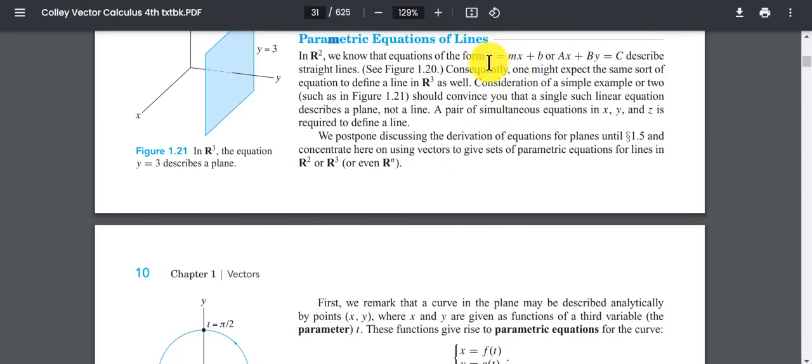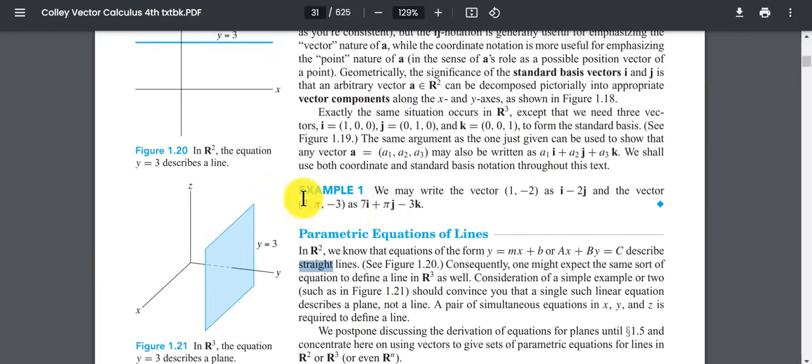In general, we can write it as ax plus by equals c. That's another way to write the equation of a line, and they describe straight lines. So she says, consequently, one might expect the same sort of equation to define a line in R3 as well. Consideration of a simple example or two, such as figure 1.21, should convince you that a single such linear equation describes a plane, not a line.